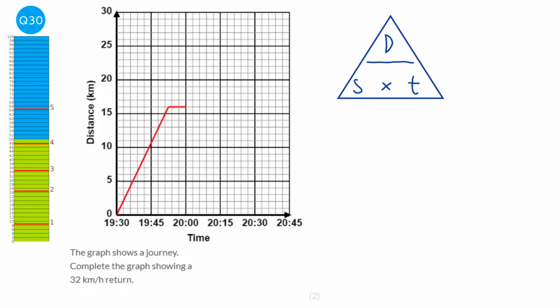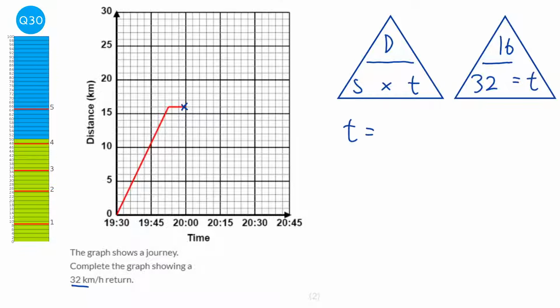And here we are given a distance, because from here we're 16 kilometers away from home. So the distance, let's just draw another triangle, the distance will be 16. And we're told that the speed is 32 kilometers per hour. So the speed is 32. So to find the time, we're going to do 16 divided by 32. So the time is half an hour.